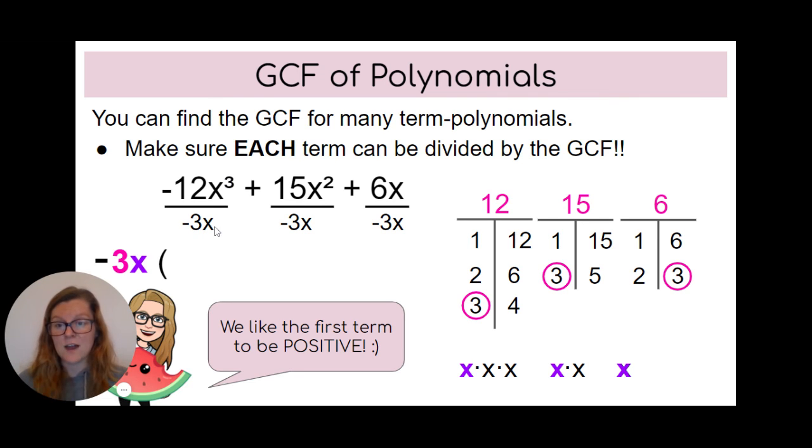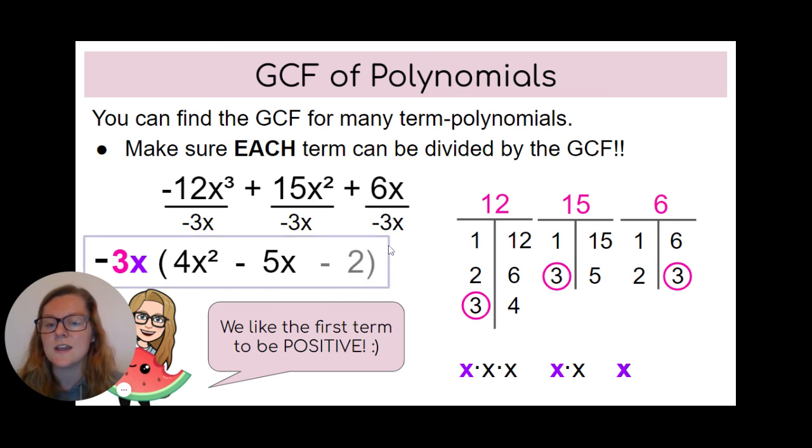x cubed on top divided by x, that really means you have 3 x's on top and 1 on bottom, so you can cancel only one of them and you'll still have 2 left over on top. So if you need to write this out as x times x times x on top and 1 x on bottom, imagine you canceling those both out and you're left with 2 x's on top, and x times x is x squared. Same thing for this one. 15 divided by a negative 3 would give you a negative 5x. And then the last one, 6 divided by negative 3, gives you a negative 2. Again, both those x's will cancel. And there's your final answer. You're going to leave it just like that. And again, you can always check your answer by taking this negative 3x and distributing it to each term.